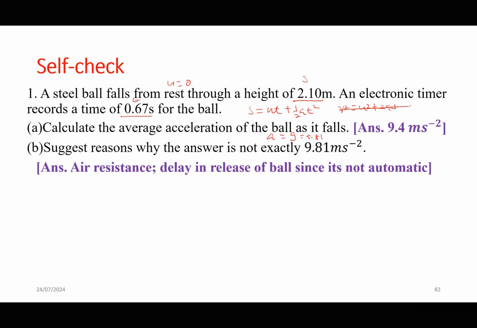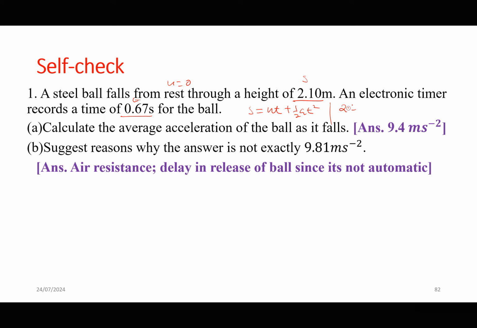What is this? A steel ball falls from rest through a height of 2 meters. An electronic timer records a time of 0.67 seconds for the ball. Maybe the acceleration is not 9.81, because it's what we are finding here. If the acceleration is constant, let me check. We have S, we have U, we can find the acceleration. So let me find the acceleration from that equation.